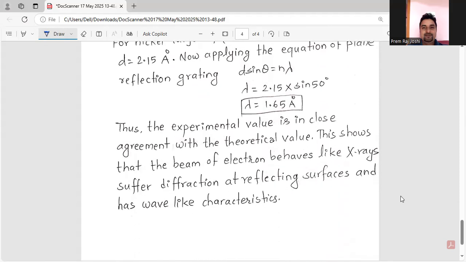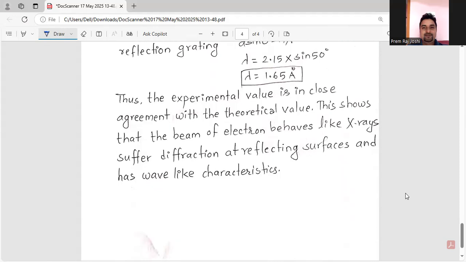So what does this show? Thus, the experimental value is in close agreement with the theoretical value. This shows that the beam of electrons behaves like X-rays, suffers diffraction at reflecting surfaces, and has wave-like characteristics. So from this experiment, we can conclude that the electron beam possesses diffraction. It means that the electron beam possesses wave nature. This is the major aim of this experiment. Thank you very much.